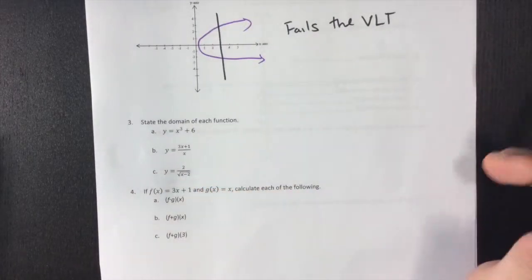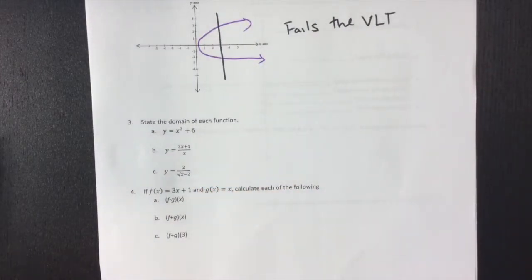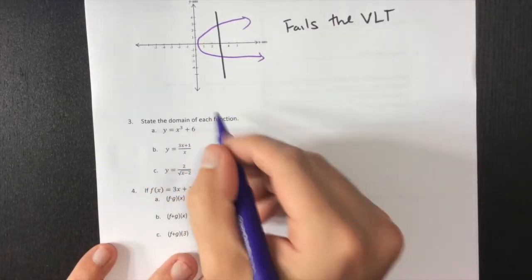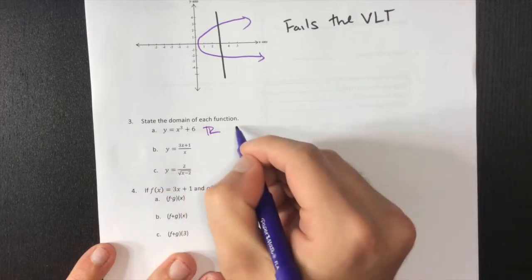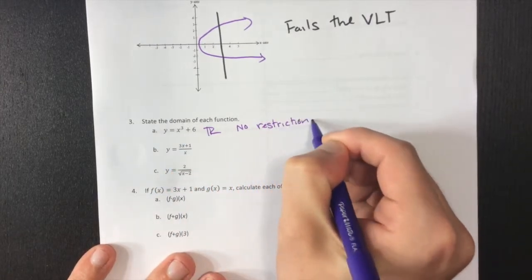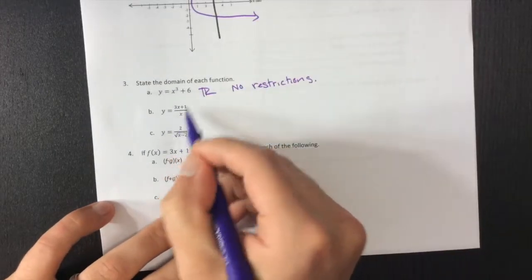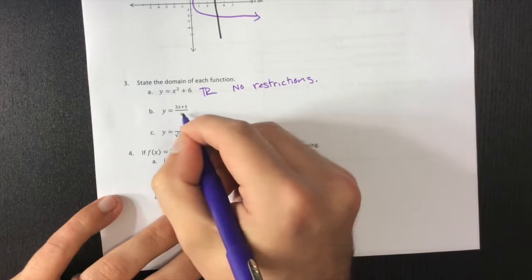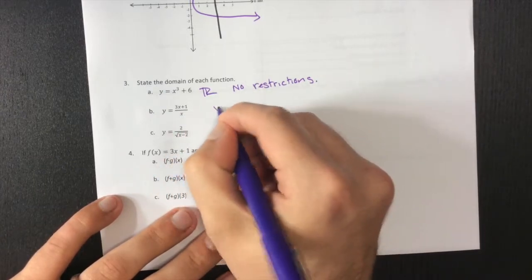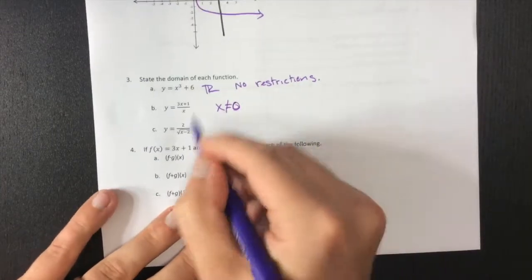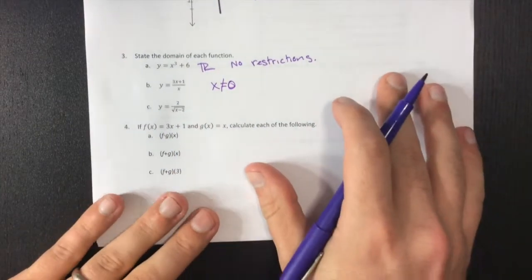So for 3, state the domain of each function. The domain for any polynomial is all reals. We have no restrictions. For b, this is a fraction. And what we don't want in a fraction is for the bottom to be equal to 0. So what number makes the denominator 0 is 0. So in this case, x can't equal 0.